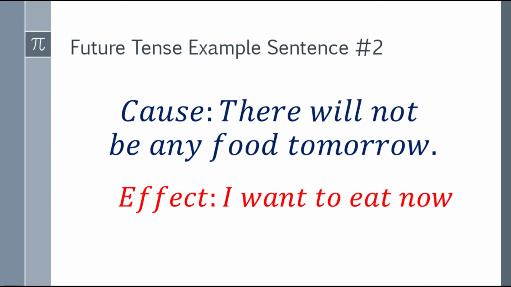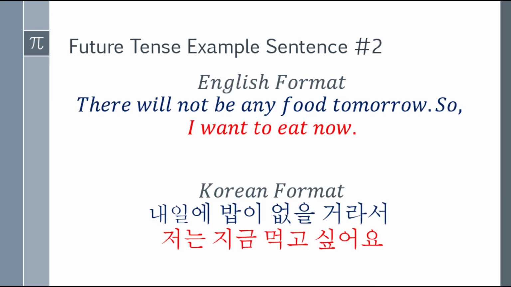Alright, so another sentence will be, ang cause natin dito is, there will not be any food tomorrow. Ang effect is, I want to eat now. So in English format, we can say that, there will not be any food tomorrow, so I want to eat now. Korean format, that will be, 내일에 밥이 없을 거라서 저는 지금 먹고 싶어요. So again, we have used the format na 거라서.